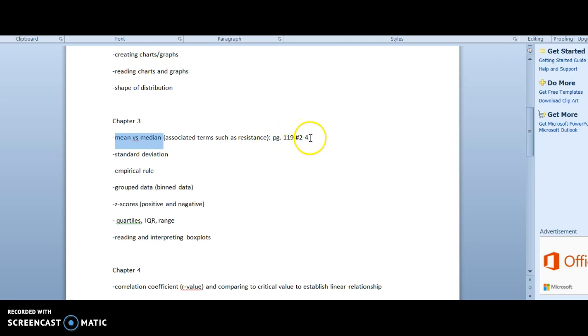So as you're going back, I just highlighted 3 problems on page 119 from your book to go back and think about applying your knowledge to now, making sure you can use appropriate vocabulary. So understanding the difference between when you would use the mean versus the median, not just how to calculate the mean and how to calculate the median.